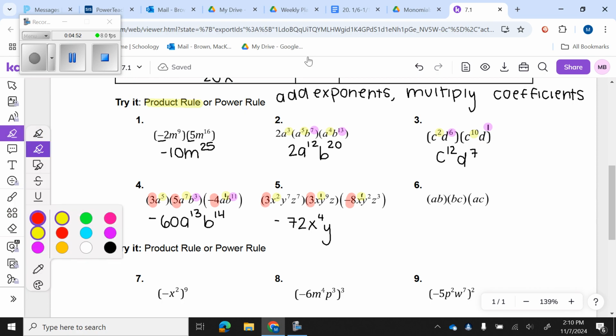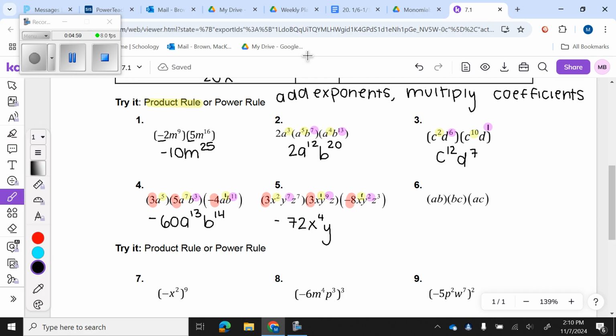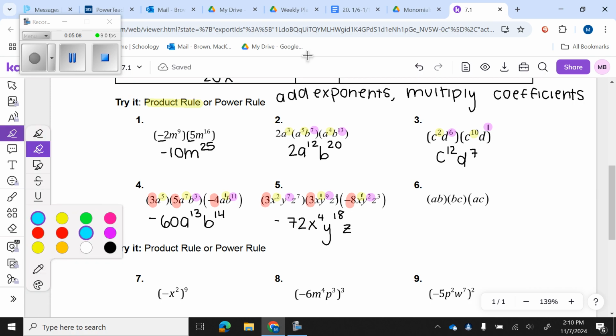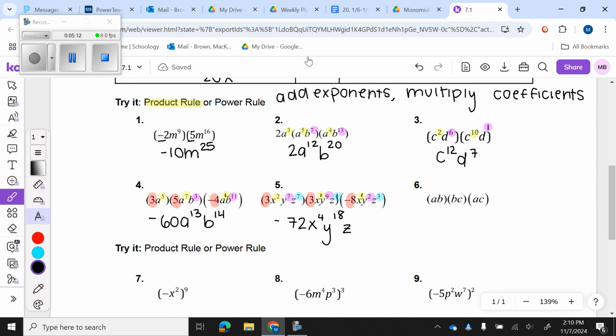Y to the, I've got to add all my y's. 7 plus 9 plus 2 gives me y to the 18th. And then z to the, there's not a number here, so I can give it a 1. Now I've got to add all my z's together. That's 7 plus 1 plus 3, which gives me z to the 11th.